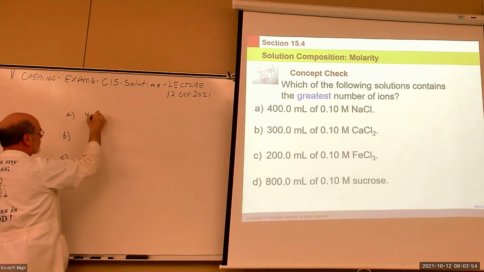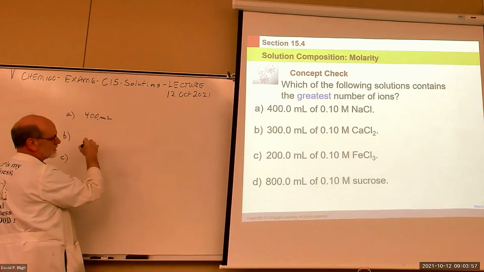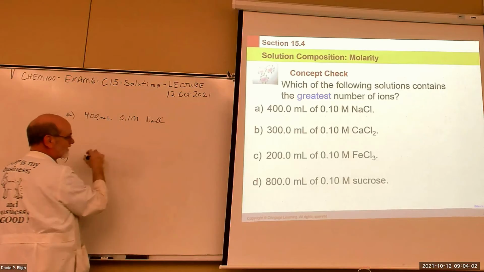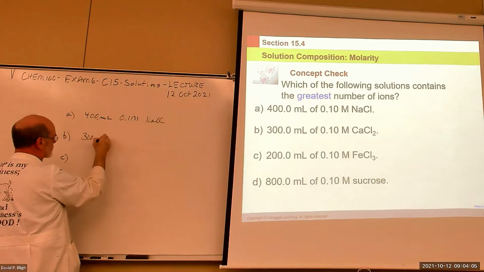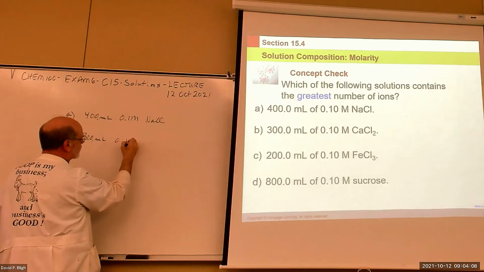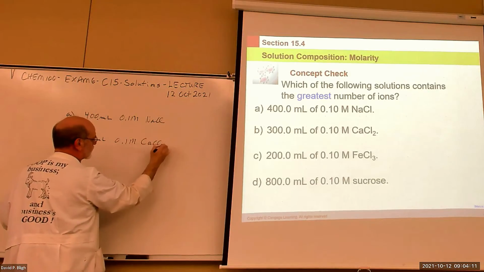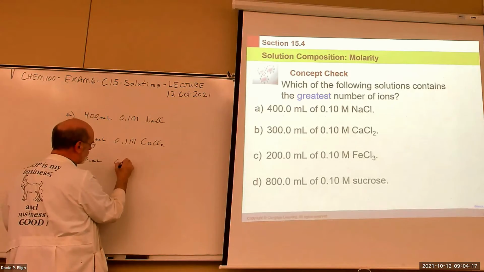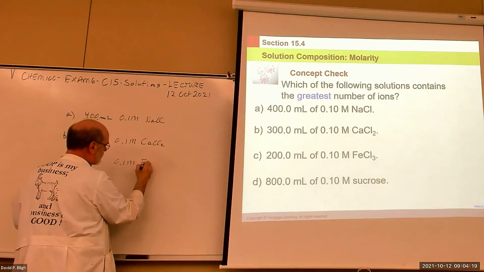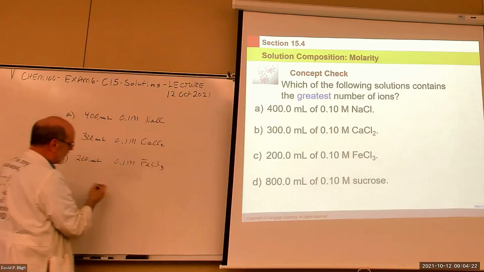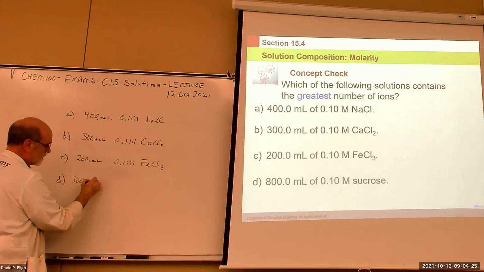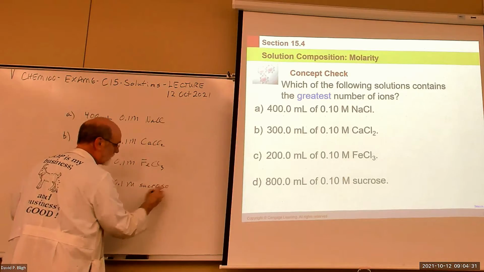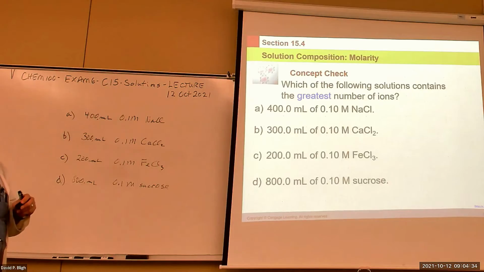We've got 400 milliliters of 0.1 molar sodium chloride. Okay. 300 milliliters of 0.1 molar calcium chloride. 200 milliliters of 0.1 molar iron 3 chloride. And we have 800 milliliters of 0.1 molar sucrose. Okay, which one has the greatest number of ions?